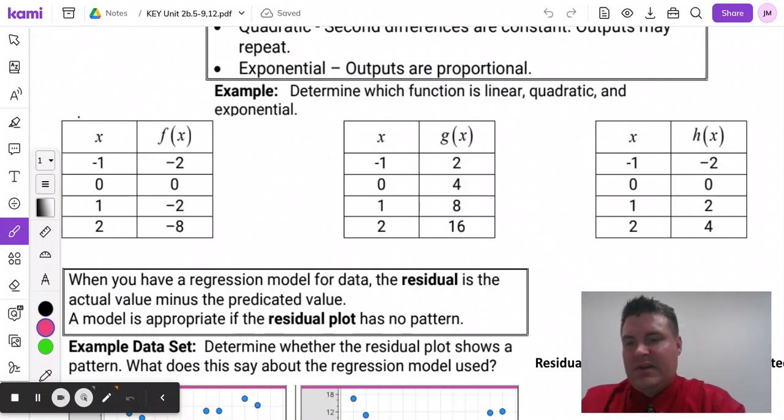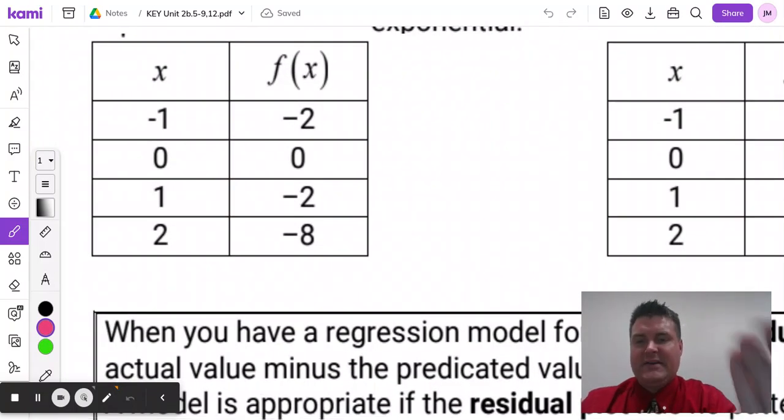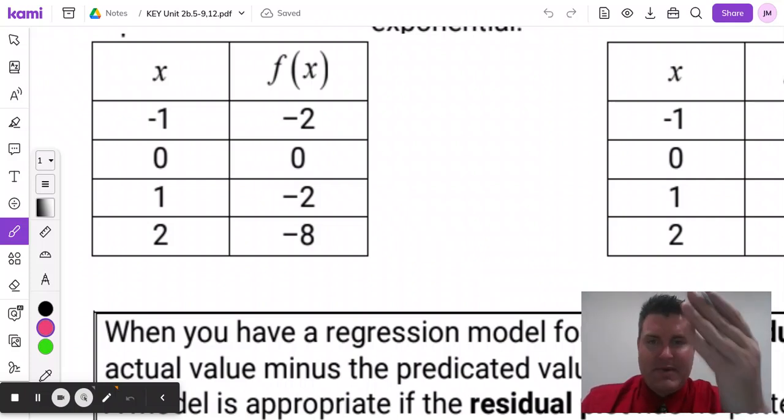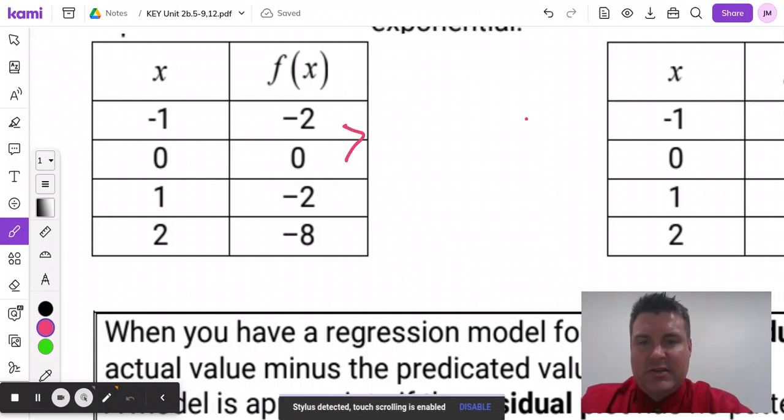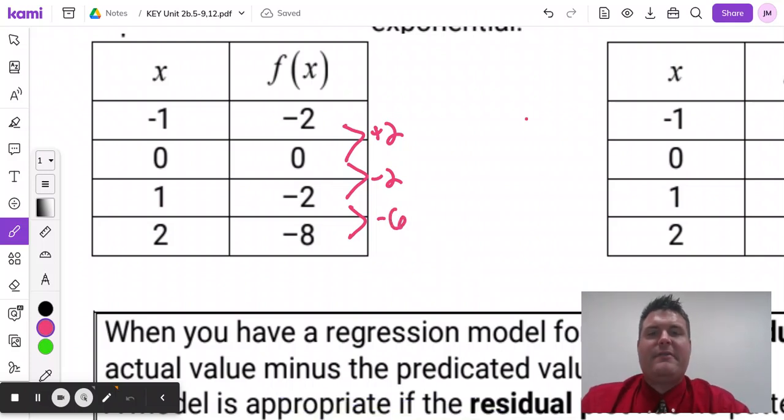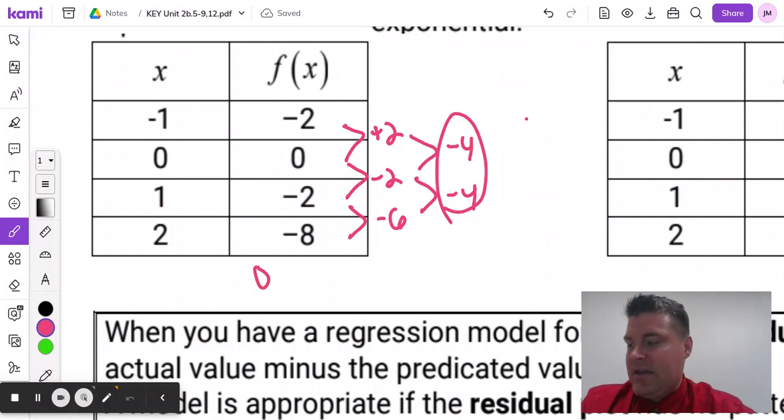So if we look at number 1 right here, I first think, are these multiplying to get to a number? No, so it's not exponential. For my outputs, looking at my f of x, my x's are all constant, so I can just look at these and go, okay, I'm going up 2, down 6. The first set of differences were not constant, so the next set of differences are down 4. Those are constant, so I got me a quadratic here.